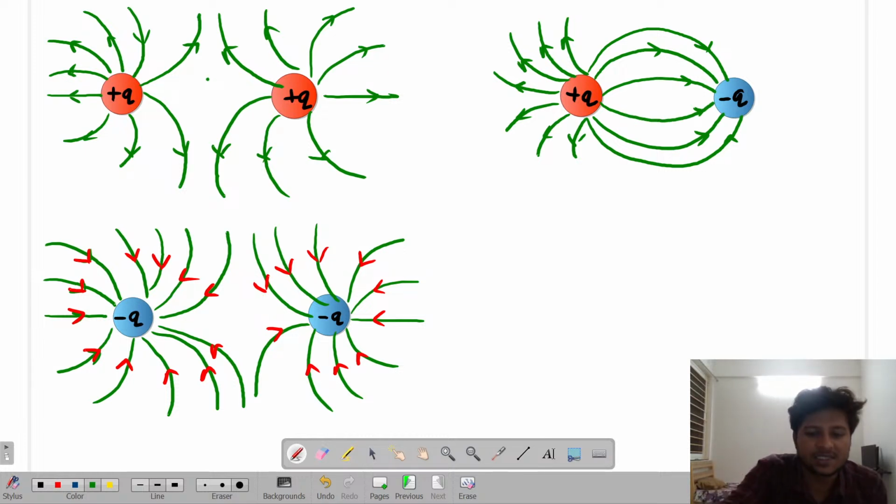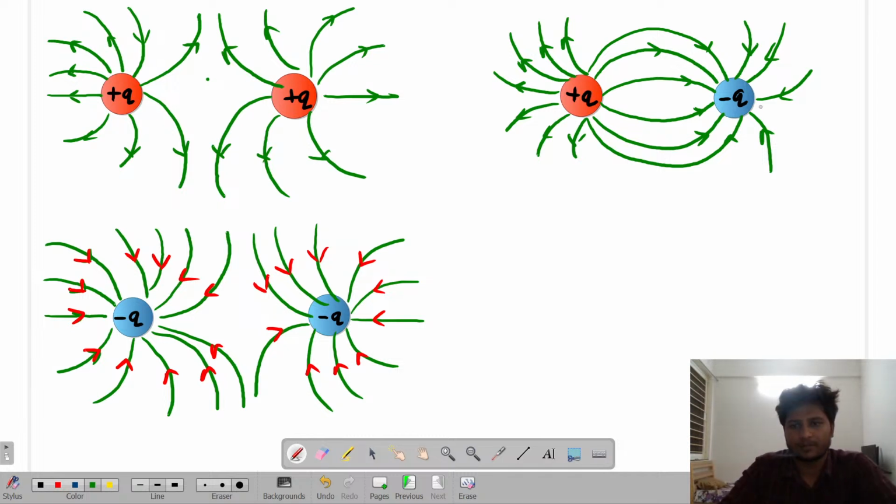They are not cancelling, they are terminating, meaning they are entering the negative charge. Terminating means they are not getting cancelled out, they are just entering into the negative charge. It means they become invisible towards the negative charge. Right. Is that clear or not? But yeah, this is very good.